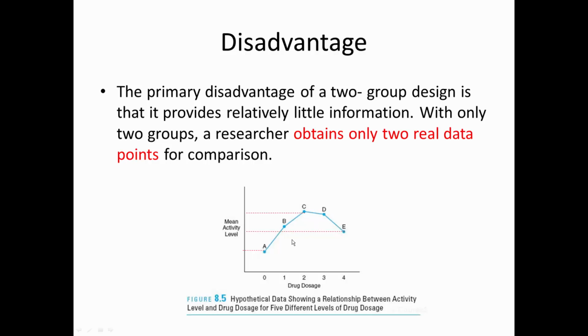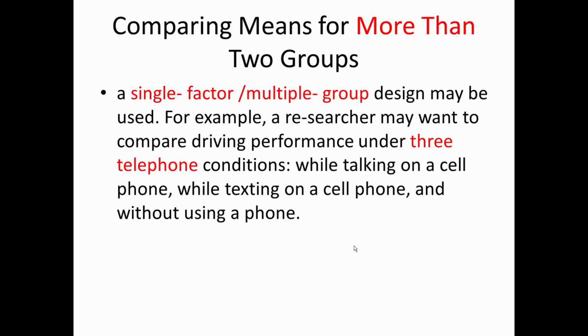For example, as you see in this picture, depending on how many doses of your medicine you give to your participants, their activity level is different. So if you just compare two conditions or two data points, you may see an imperfect picture of your treatment, and you don't see the fact that if you go over a specific amount of that medicine, the performance is actually going to go down.